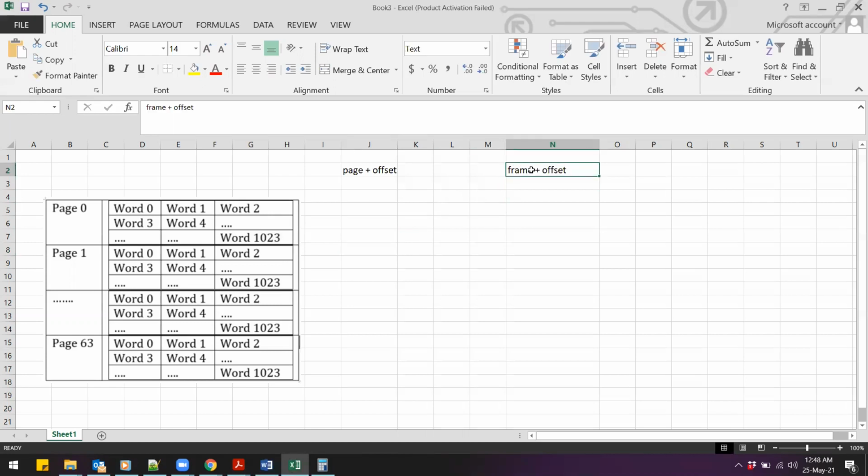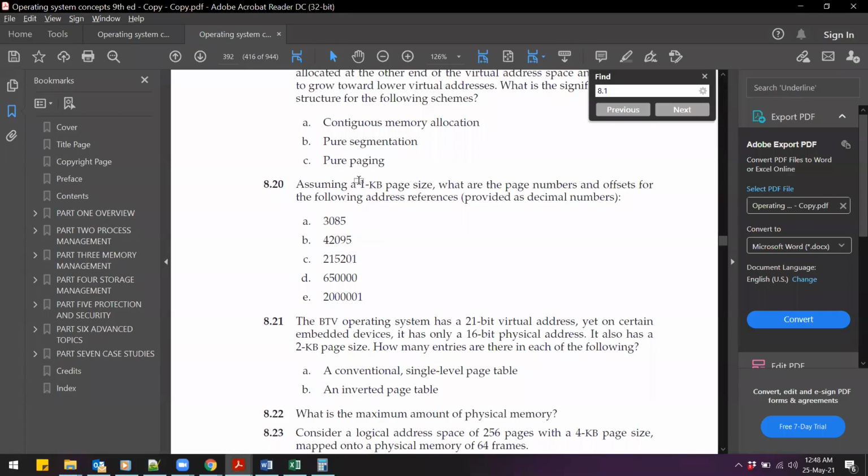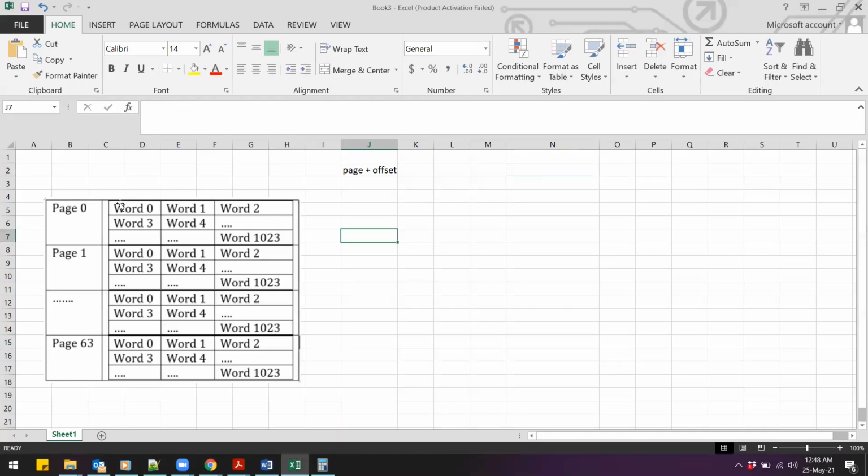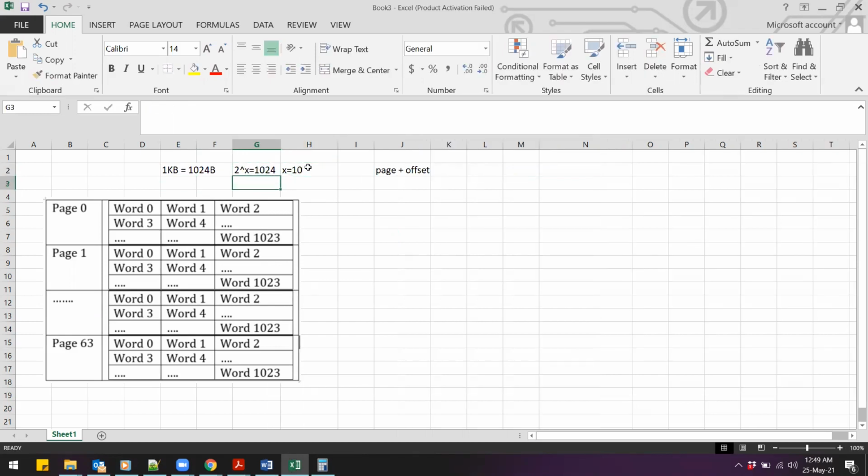Now in here, we are given the page size of 1 KB. That means this part in here would be 1 KB. That means in total, there would be 1024 bytes in one page. And how many bits do we need to represent 1024? That would be 10 bits. That means the second part of the address is 10 bits and whatever is remaining is the page number.